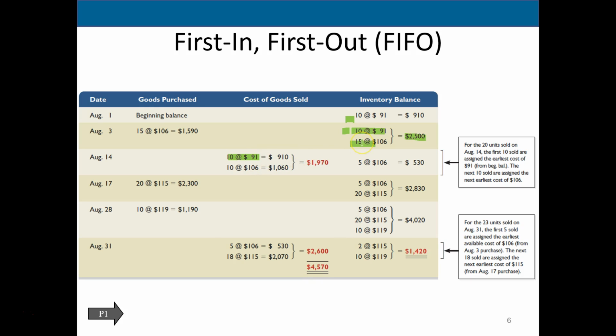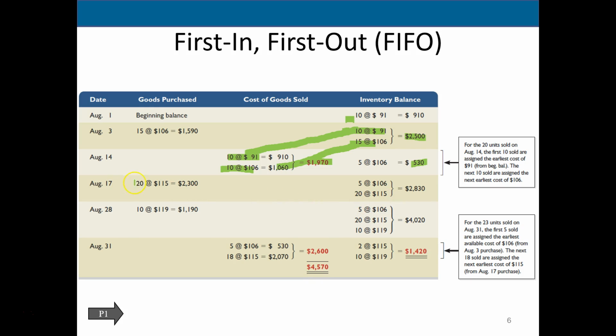Then we sold whatever we needed to get up to 20. 10 plus what gets to 20? Another 10 of these 15 at 106. So here's our 20 units that we sold. And if we multiply that out, the cost of goods sold then is 1,970. And how much do we have left? Well, the 10 units got wiped out, the old layer got wiped out, and the new layer is down to 5 units, 15 minus the 10. So we have 5 units at the 106, or an ending inventory of 530.